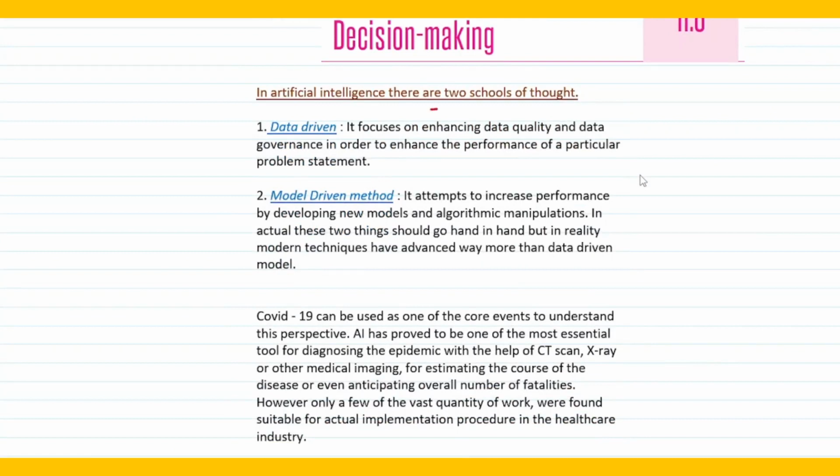In artificial intelligence, there are 2 schools of thought. What are they? One is data driven and the second is model driven. What is data driven? It focuses on enhancing data quality and data governance in order to enhance the performance on a particular problem statement, right? So data driven is something which is very data oriented. That's one school of thought as far as artificial intelligence is concerned. The 2 points you need to remember are data quality and data governance, in order to enhance the performance on a particular problem statement.